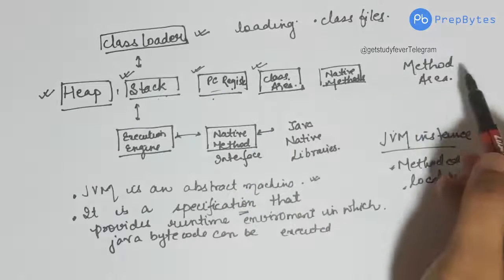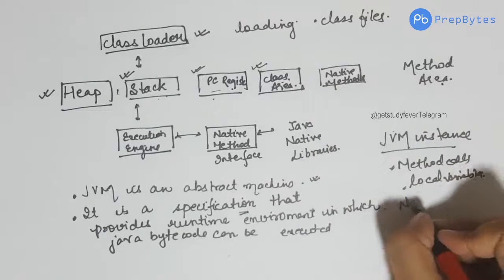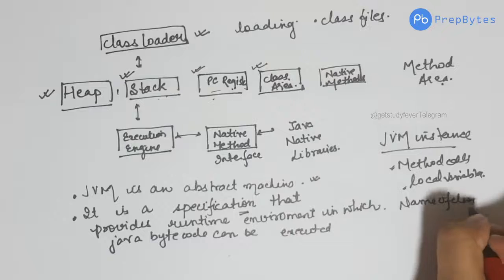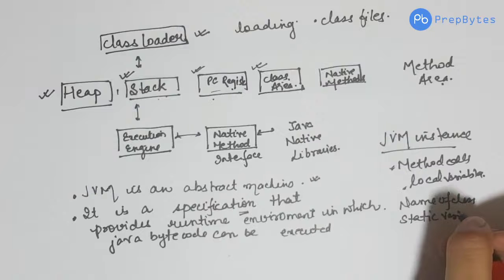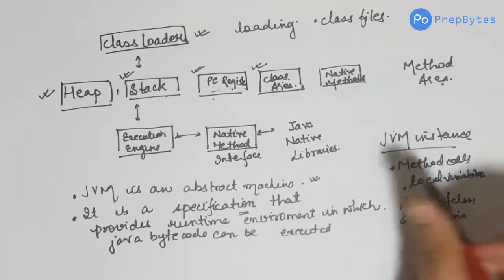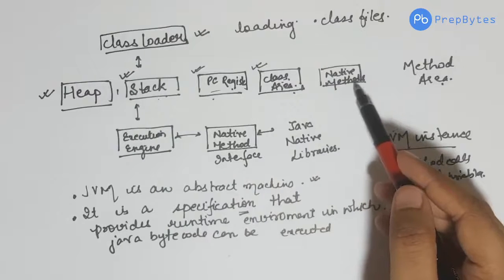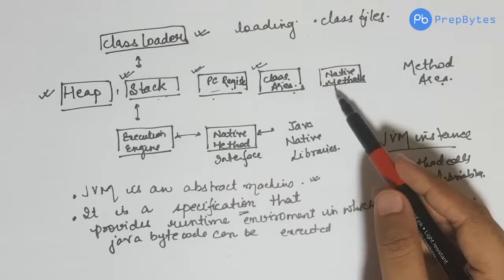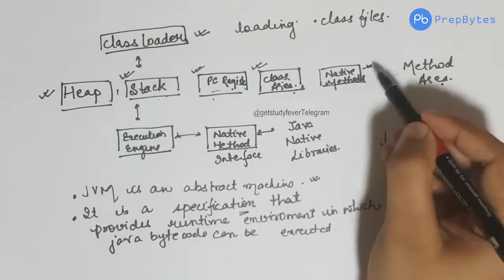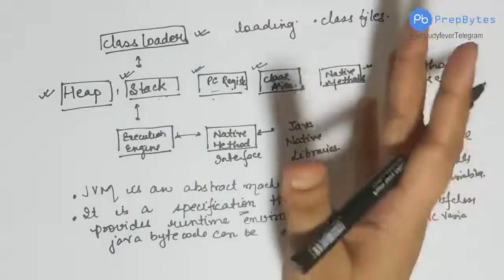Then we have a class area, also known as method area. In this, we store all the class level information like name of the class, static variables, parent of a particular class. So all the class level variables, whatever we have, is stored in class area. Then we have native methods. We have a native method library in Java. These are the libraries that contain code written in C and C++. So all these methods are stored in native methods. So depending upon the type of code, these memory areas are filled.